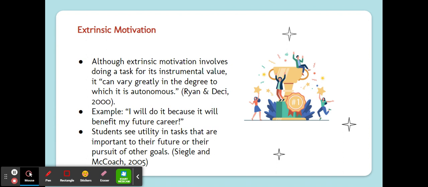This example shows that extrinsic motivation can involve personal endorsement and a feeling of choice, and not just compliance with external control. Students can accept the value or utility of a task and perform it with a sense of autonomy or personal choice.